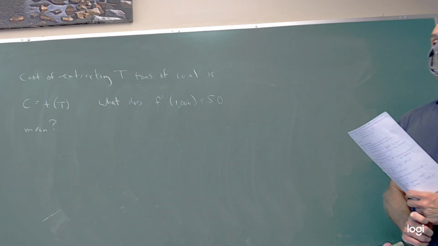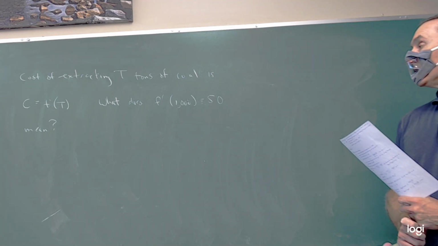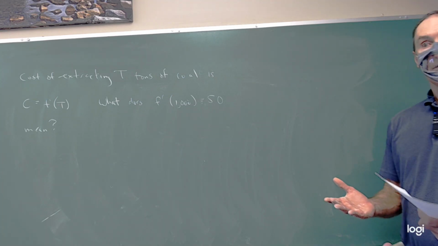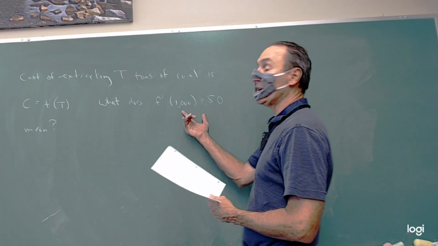Ainsley, want to take a shot? What do you think? We said the cost of extracting 1 more ton of coal after extracting 1,000 tons of coal is 50. So in general, let's talk units too.